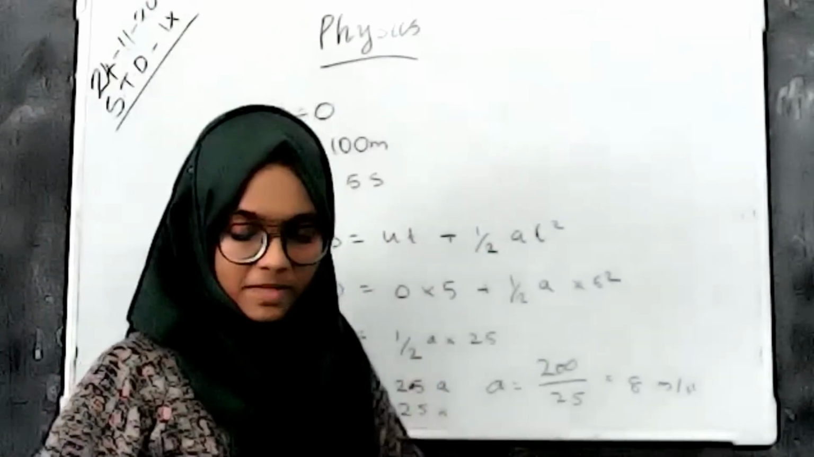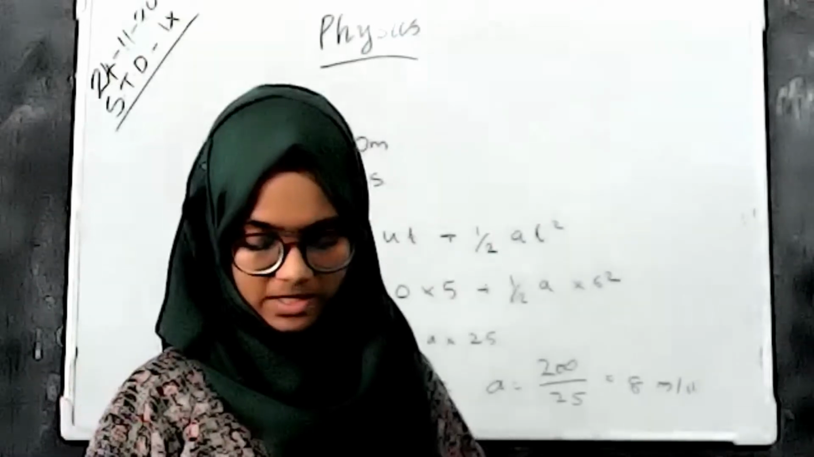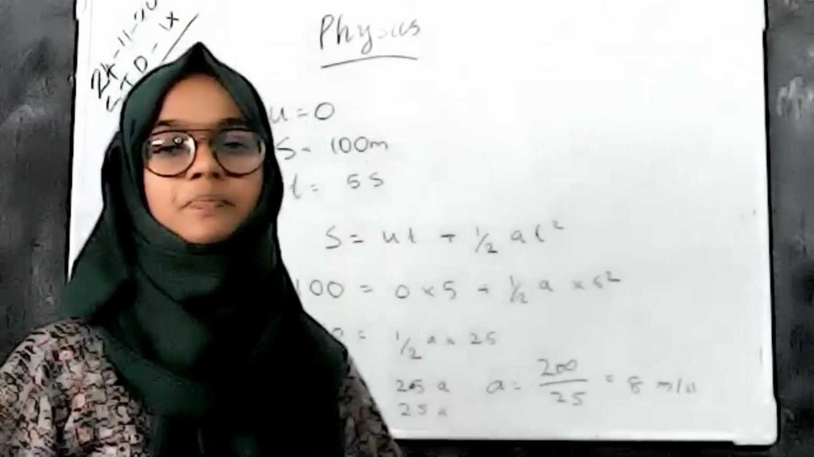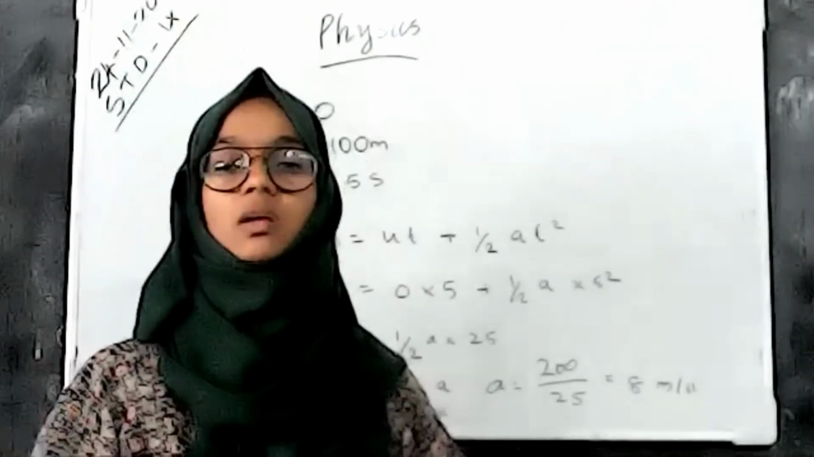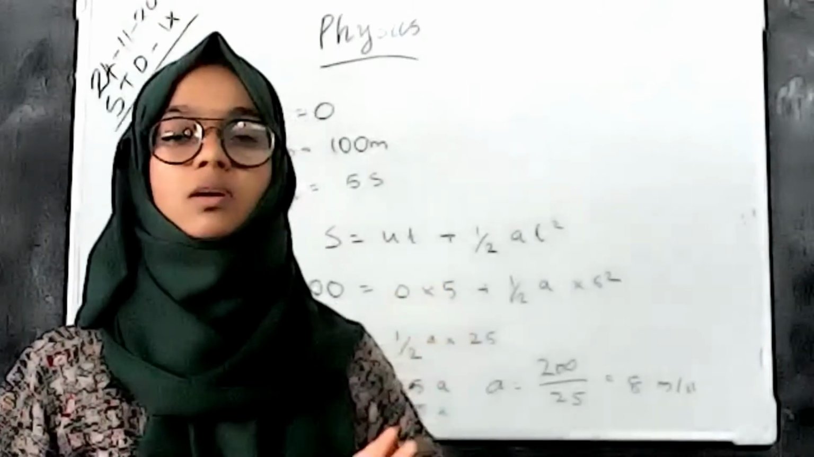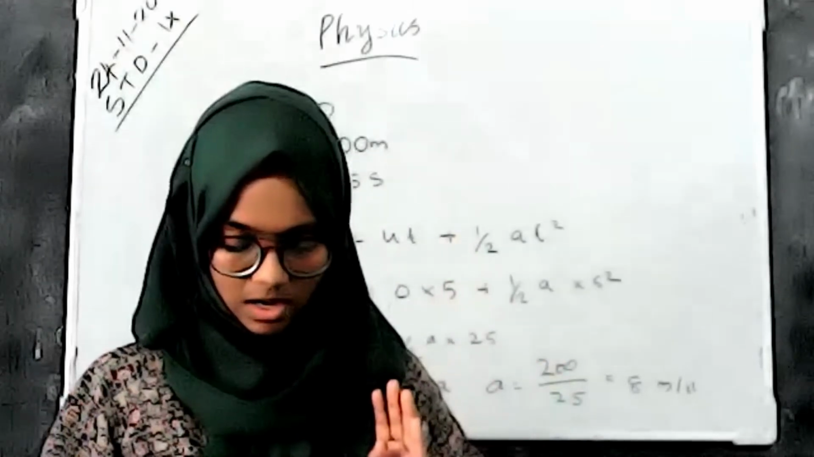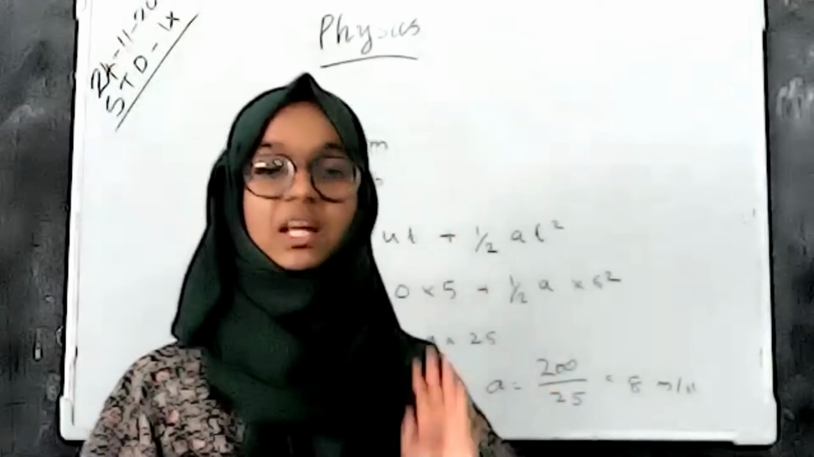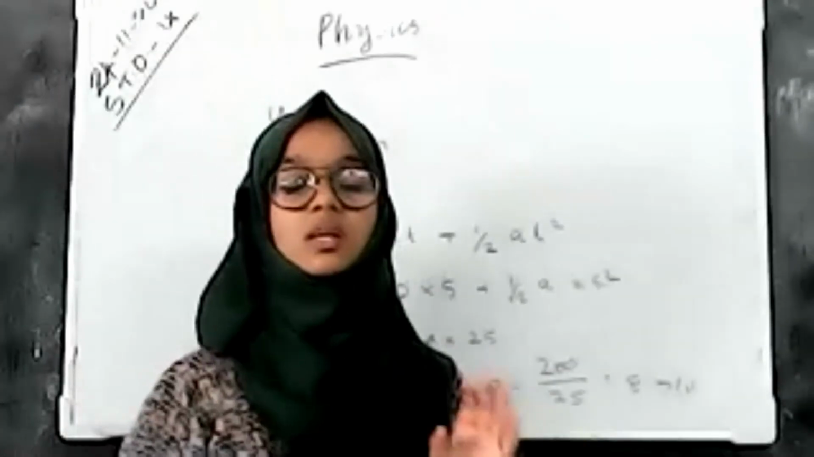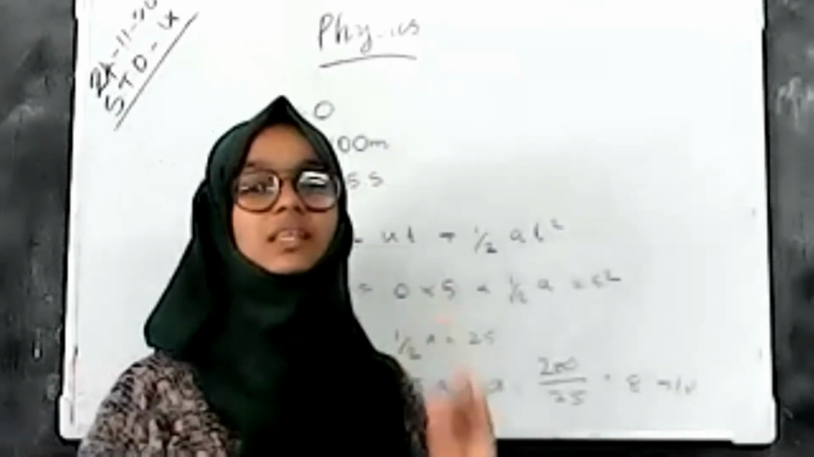In the next problem, an object starting from rest travels with an acceleration of 5 meter per second square. What will be its velocity after 3 seconds? So we want to find the final velocity, because the body is at rest and moves with an acceleration of 5 meter per second square, but the final velocity is not given, and the time taken to travel is 3 seconds.